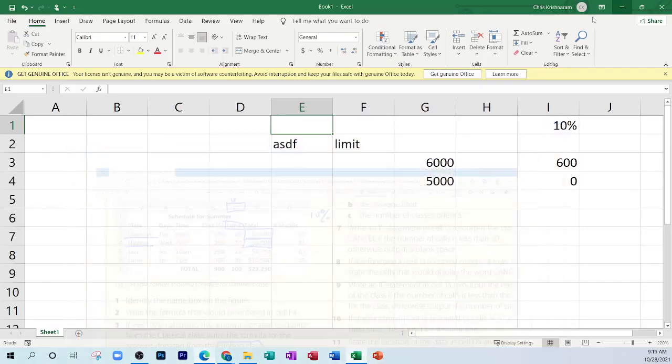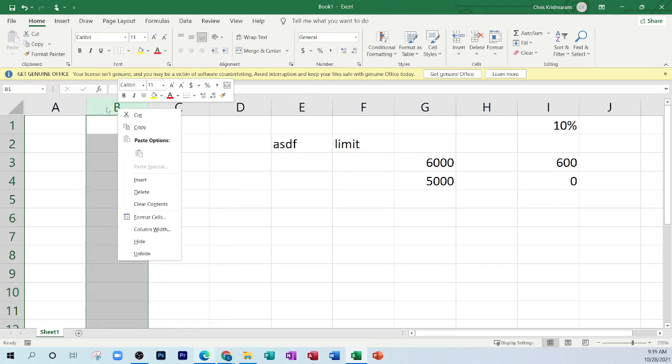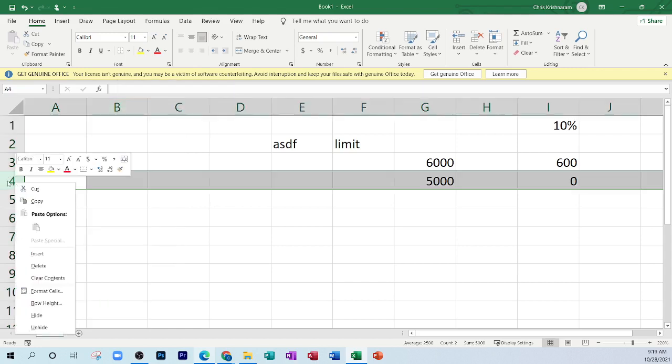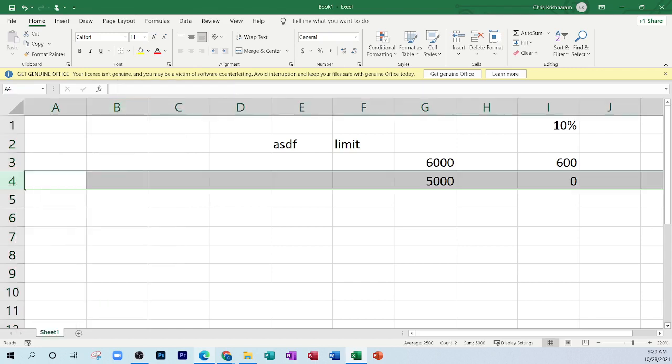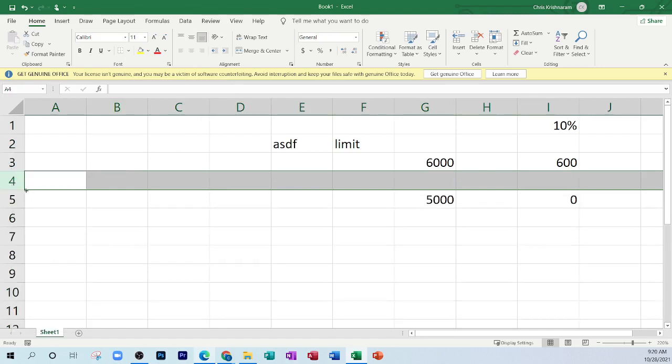So remember that whenever you insert, just think of what will be shifted. Whatever column you select, whatever cell you select, that is what will be shifted. So if you right click on B and highlight B to insert, B is what will get shifted. If you right click on 4 or you highlight 4 to insert, 4 is what will get shifted. So please remember that.